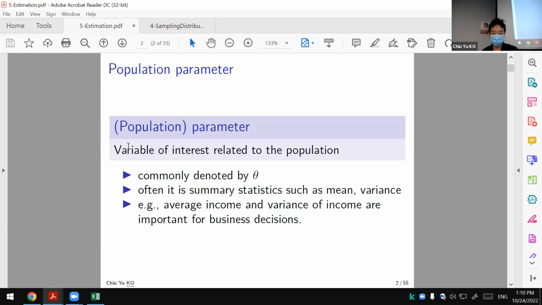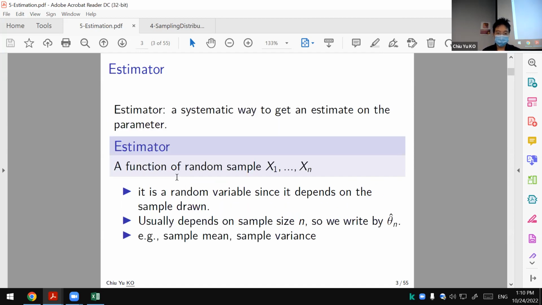And we are trying to collect some data to make a guess out of it. A systematic way to guess is called an estimator. In general, you can write it down as a function of a random sample. That means that if you have the sample, you collect data, you have some formula, you get some number. That's the estimate. It's a formula.